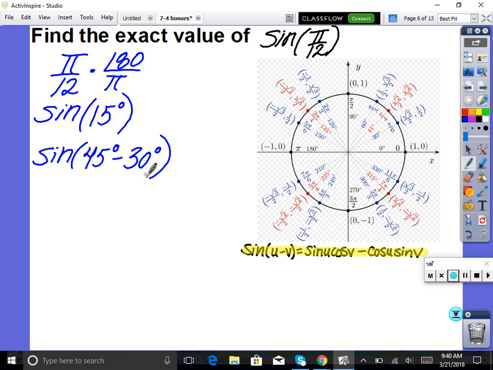So now you'd say, okay, sine goes sine on the outsides, cosine on the insides. Here's u, here's v. So you'd say sine of 45, then cosine's on the inside, cosine of 30. Do not put the sine in with it. The sign is in the formula. With sine, the sign stays the same. So then cosine's on the inside, cosine of 45, sine of 30.